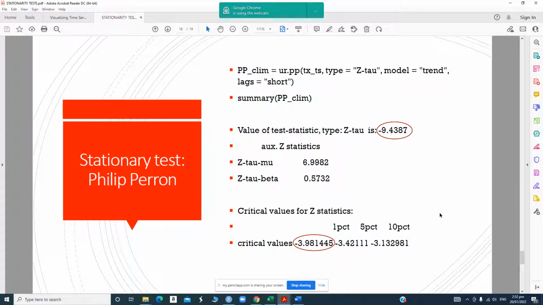Okay, for Phillips-Perron, there is a little bit of difference in terms of the syntax to use. This is our data. Then you have two types, you have the Z-tau and the Z-alpha. Then the model is either trend, drift, or none. Then the lags are divided into short and long. So you run it again. The way you interpret it is the same as the way ADF is interpreted.